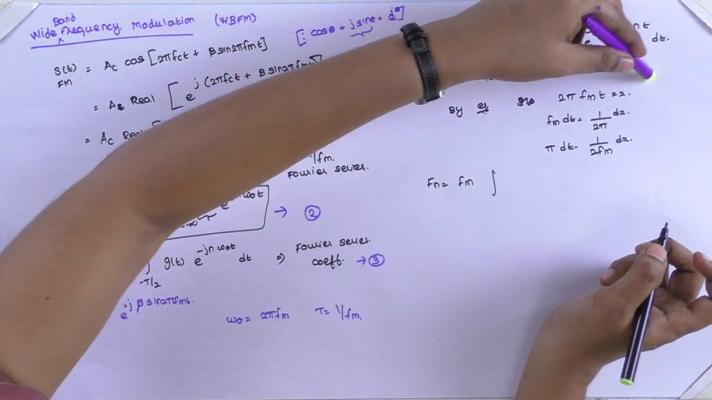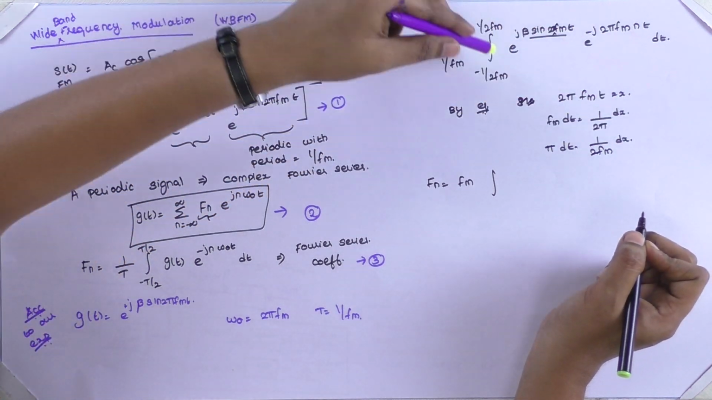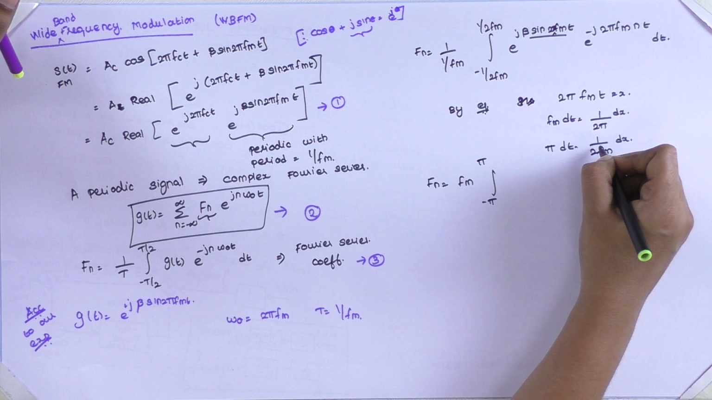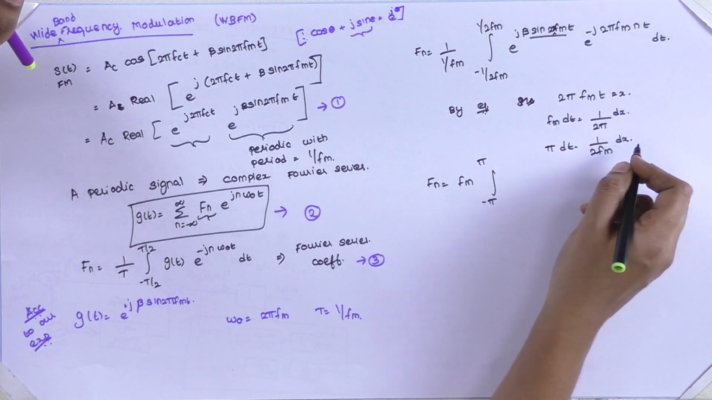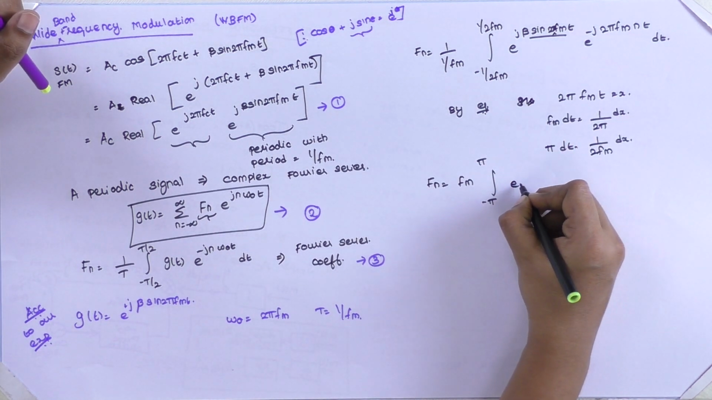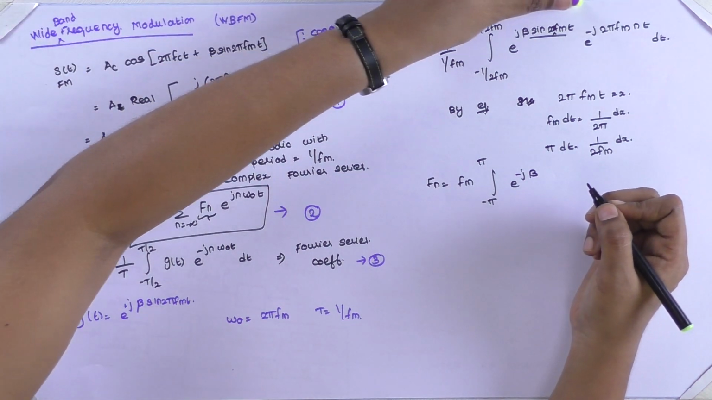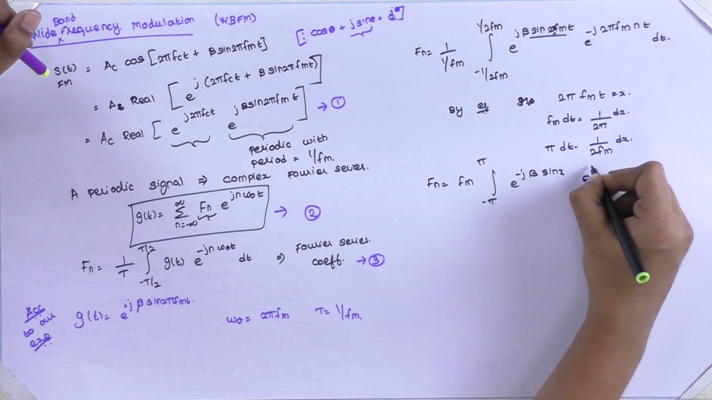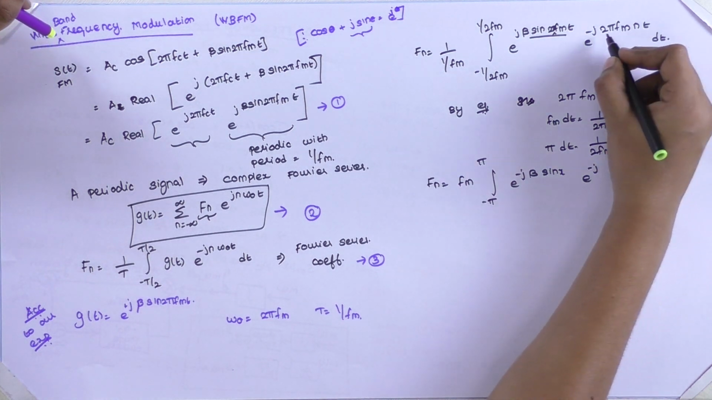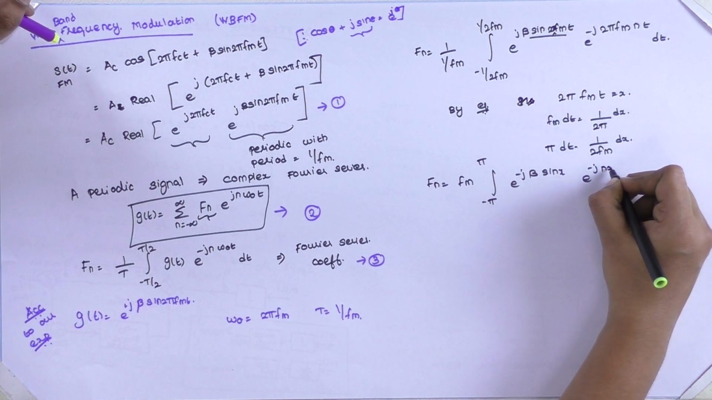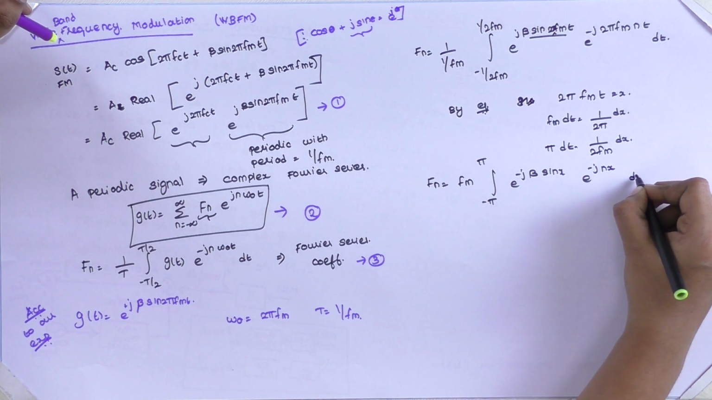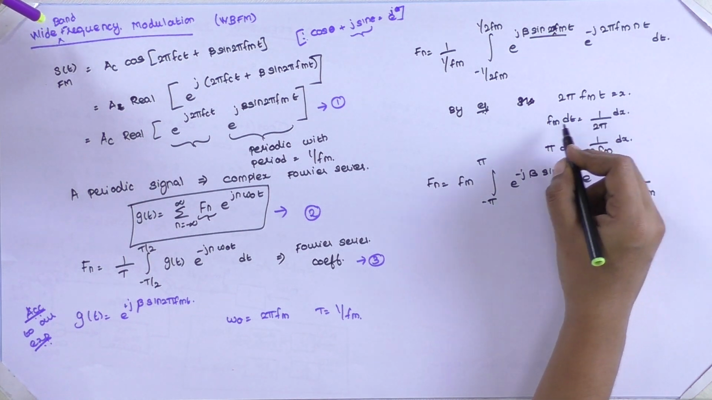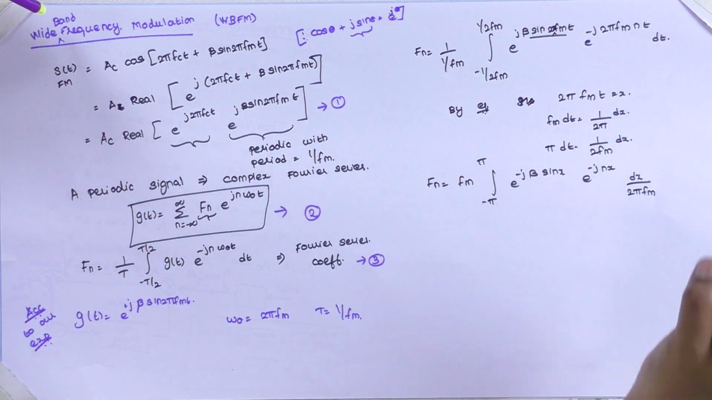Now we are going to replace in terms of dx. Therefore, the lower limit and upper limit values will change to minus pi to plus pi. 1 by 2 pi Fm is replaced with pi, therefore the negative limit is minus pi. e power minus j beta sin 2 pi Fm t is replaced as sin x, and e power minus j 2 pi Fm is x, right? Therefore, j nx into dx by 2 pi Fm. dt is equal to 2 pi Fm into dx.